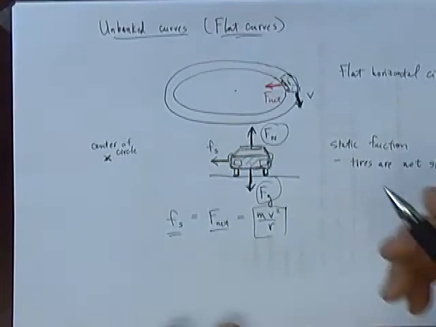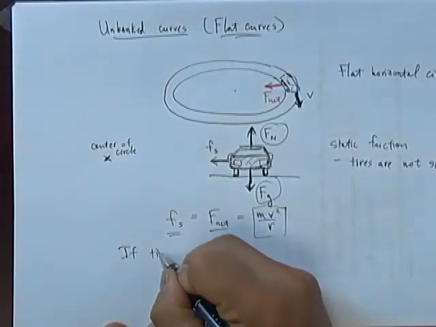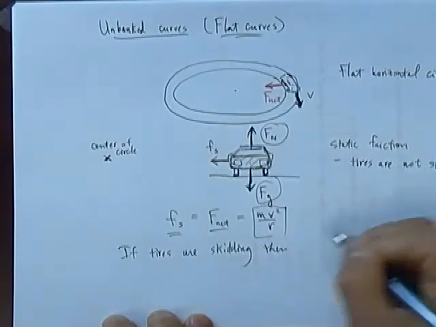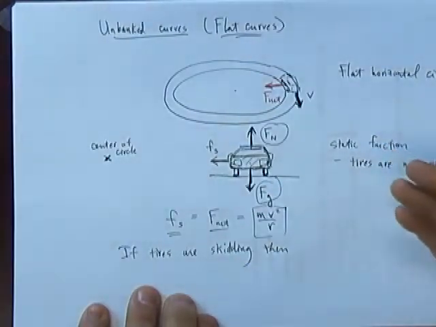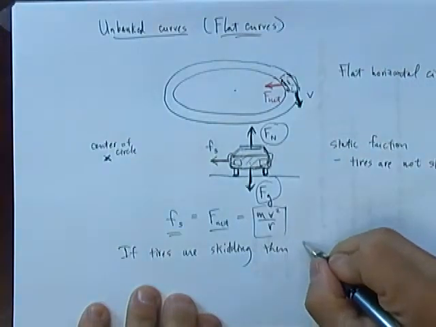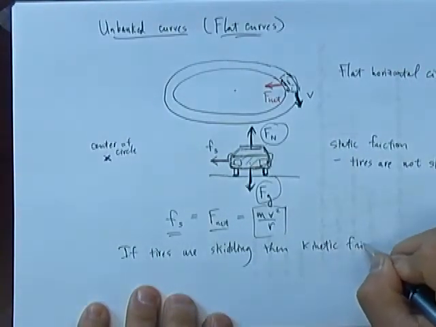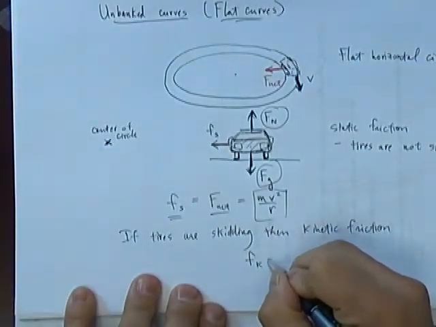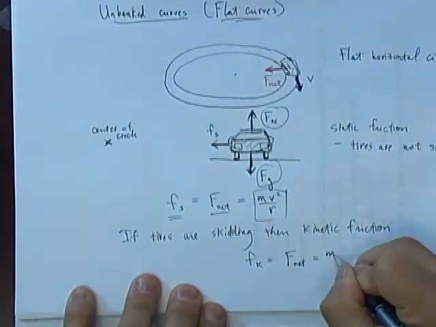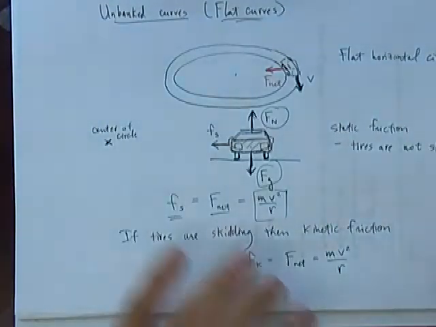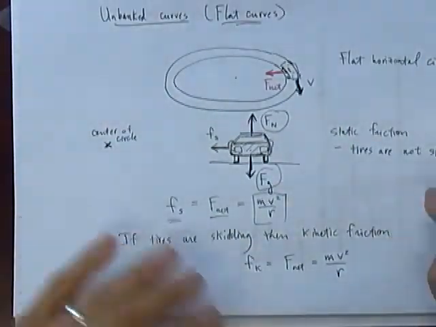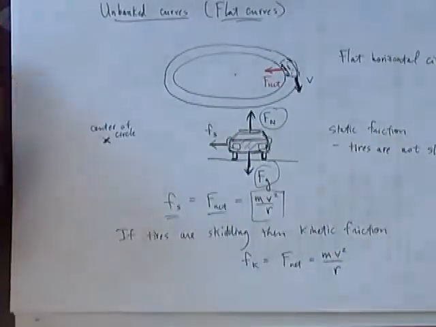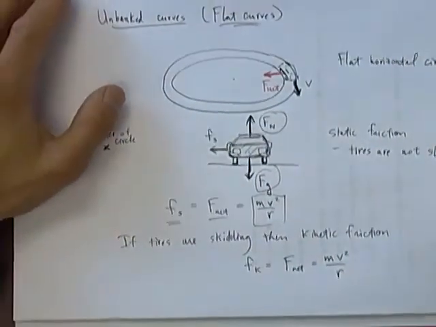Now, if the tires are skidding, that's not a good situation. Then we won't have static friction providing this force, but instead kinetic friction. In that case, if it's going around in a circle, we can say that Fk is equal to the net force, which is mv squared over r. However, this case is when your car is out of control. You don't want to be going around a curve and sliding out. That's no good. It won't be going in a nice circle anymore.